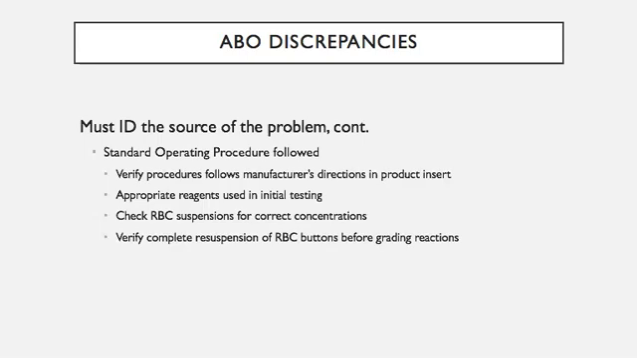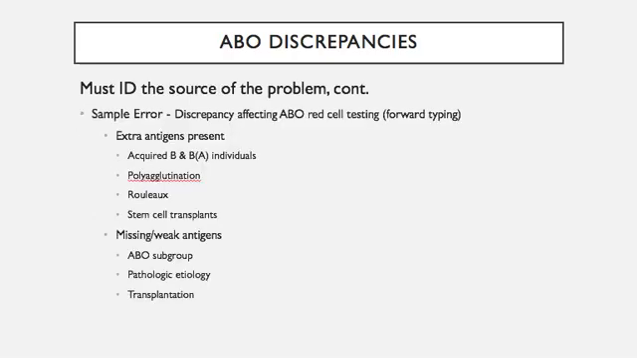If you've determined that all of that was appropriate, then you have to go on and determine where the error is. So is it a sample error? Have you got a discrepancy that affects the ABO red cell testing, which is our forward typing? So have we got extra, missing or weak, or mixed field reactions?